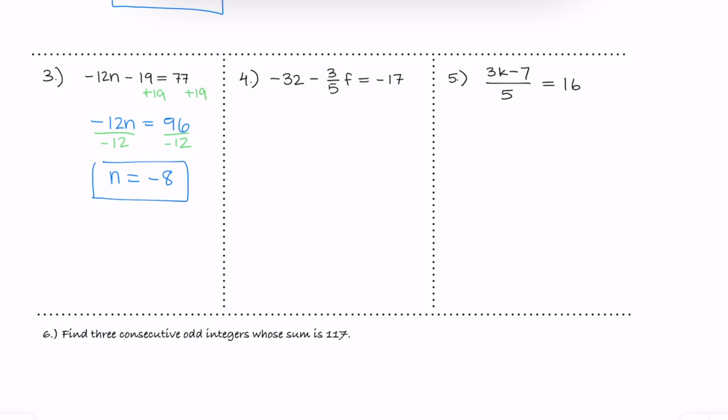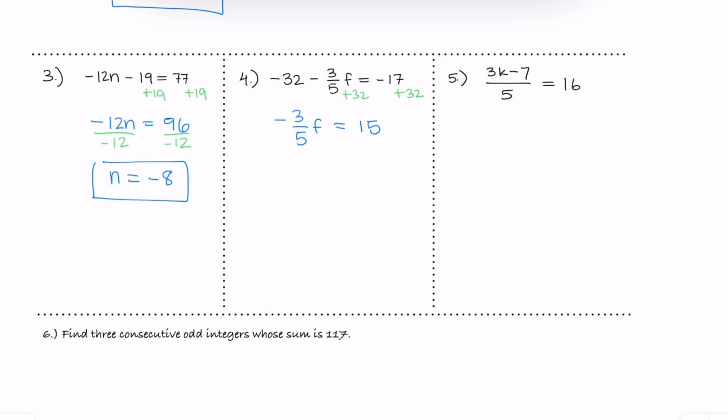Okay, now let's move on to question 4. Negative 32 minus 3/5 f is equal to negative 17. So the first thing I see here is this negative 32, so I'm going to go ahead and get rid of that. Because it's negative, I'm going to add 32 to both sides. And we get negative 3/5 f is equal to 15.